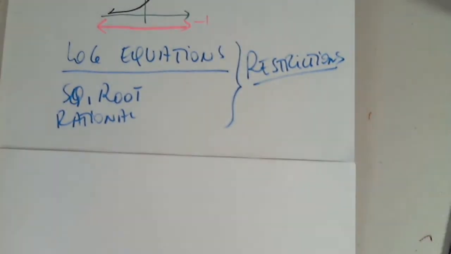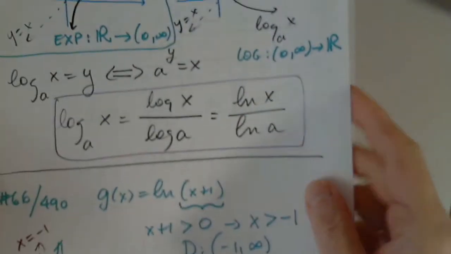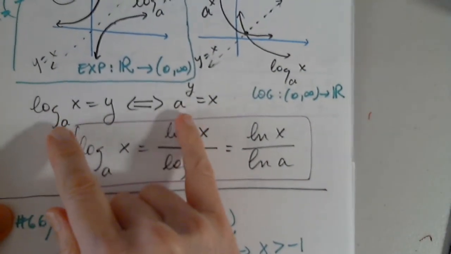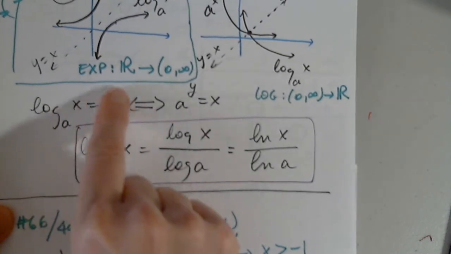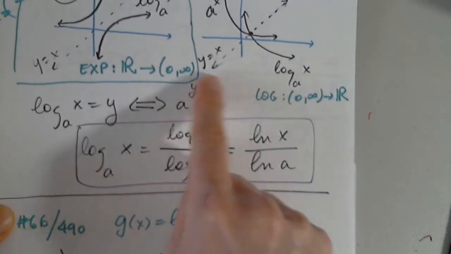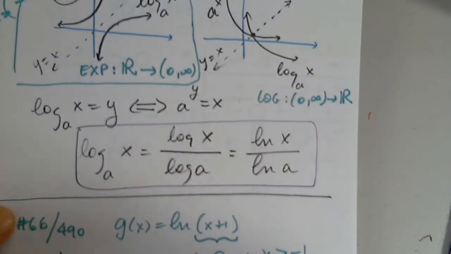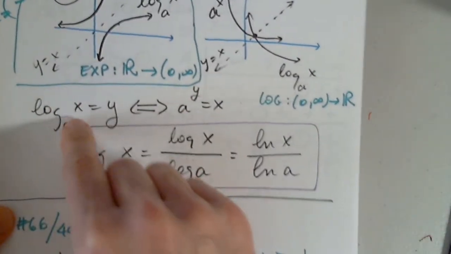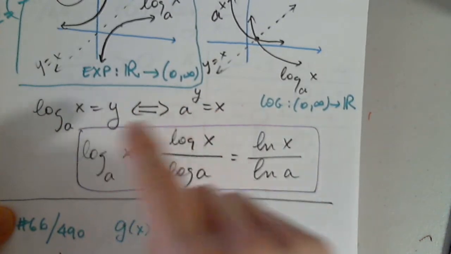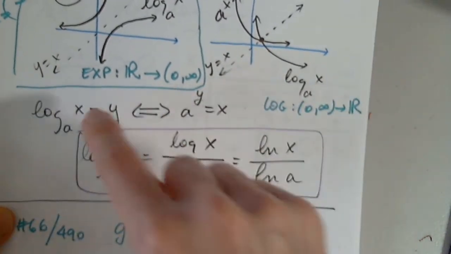Let me refresh your memory on this because I didn't say it. Any log equation can be converted into an exponential one. From the base, we start from the base always, and we go counterclockwise. A raised to y equals x.